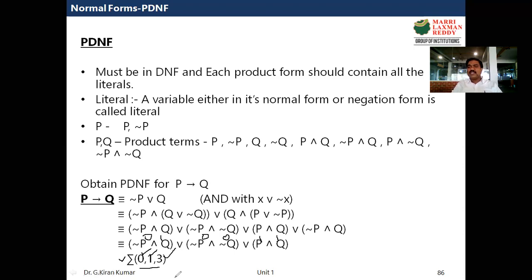So step one is you convert into DNF. Okay, in the DNF you see whether each product term is containing all the literals or not. Suppose if the literal X is missed, then you end with X R negation of X. Then you apply distributive and simplify it. Okay, so this is how we convert given propositional function into PDNF.